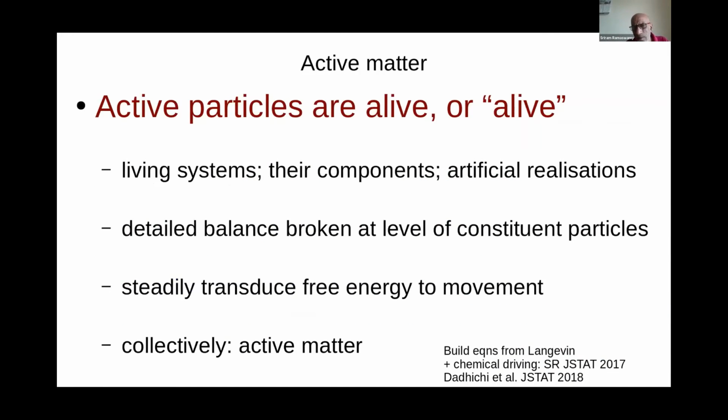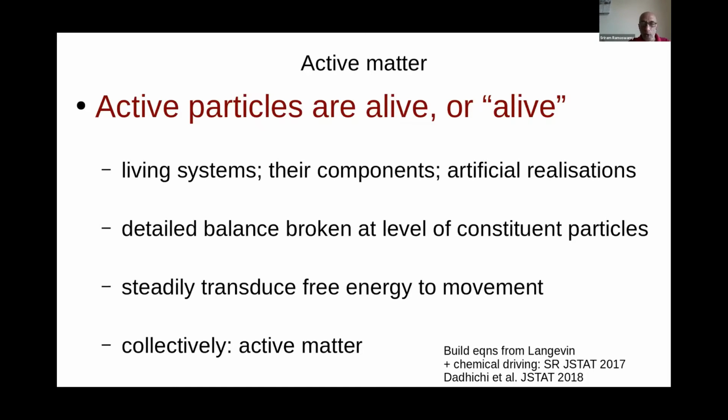Okay, so active matter, therefore, consists of active particles. Active particles, which are living systems or their components or artificial realizations, are objects at whose scale detailed balance, which you must know from physical chemistry or stat mech, is broken. That is to say, they're provided with a sustained supply of free energy, which they transduce into movement. Okay, and this is kept up, and therefore the components of active matter are perpetually out of equilibrium.